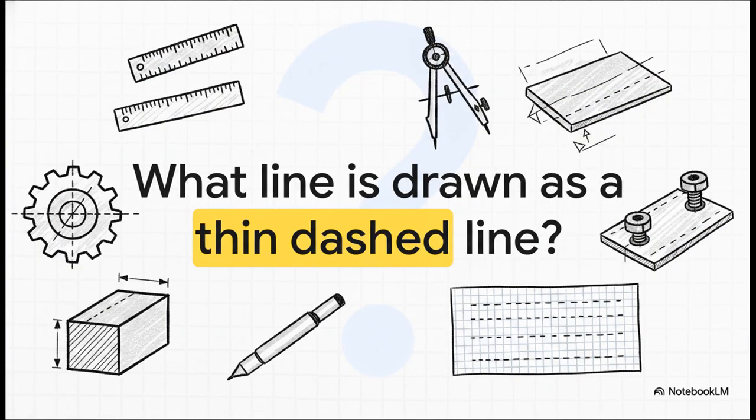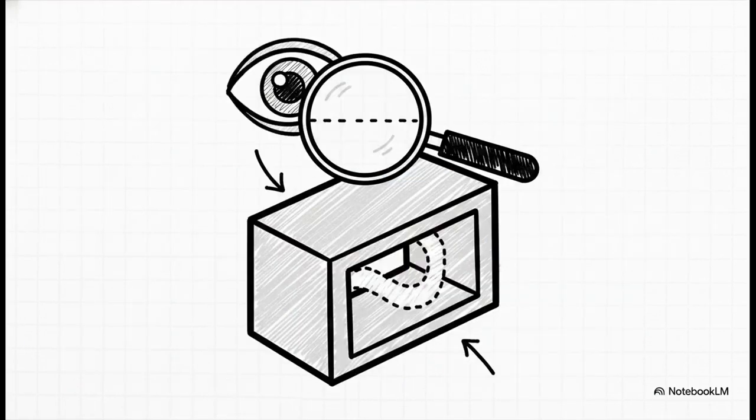Question 2. We're testing your knowledge of the visual language of mechanical sketches. When you see a thin dashed line on a drawing, what is it trying to tell you? It's hidden detail. That dashed line is whispering the secrets of the object, showing you the hidden edges that you can't actually see from the outside.